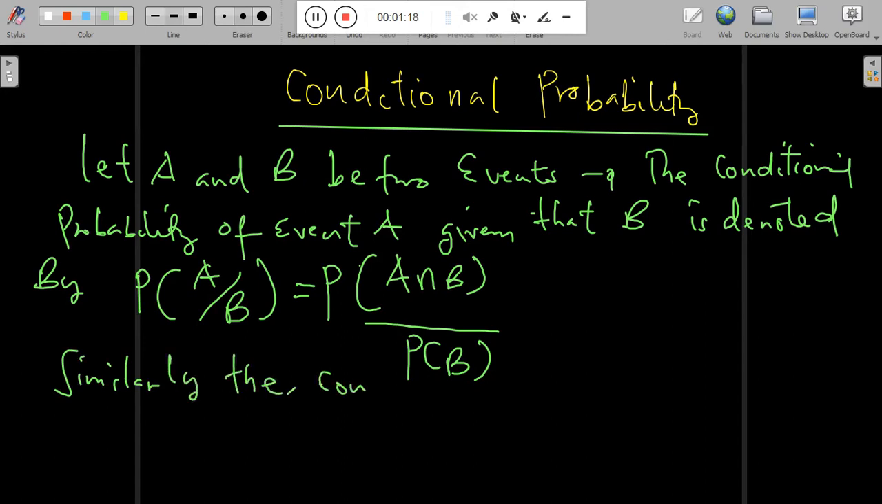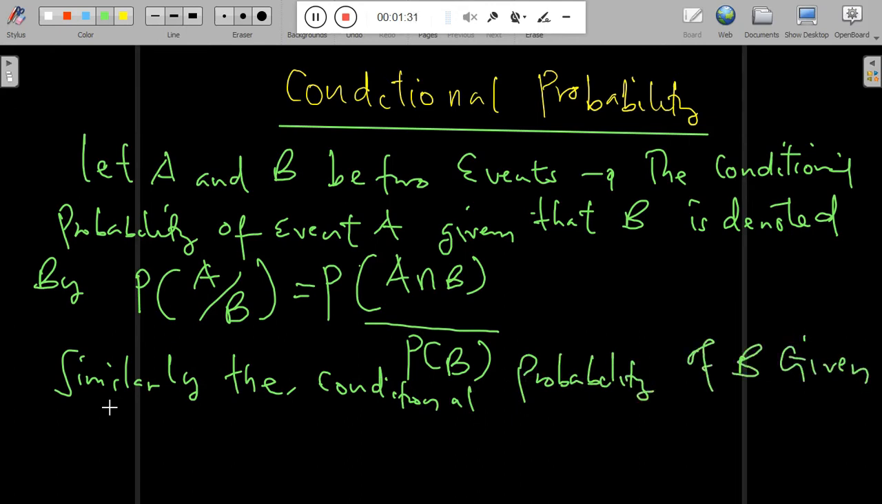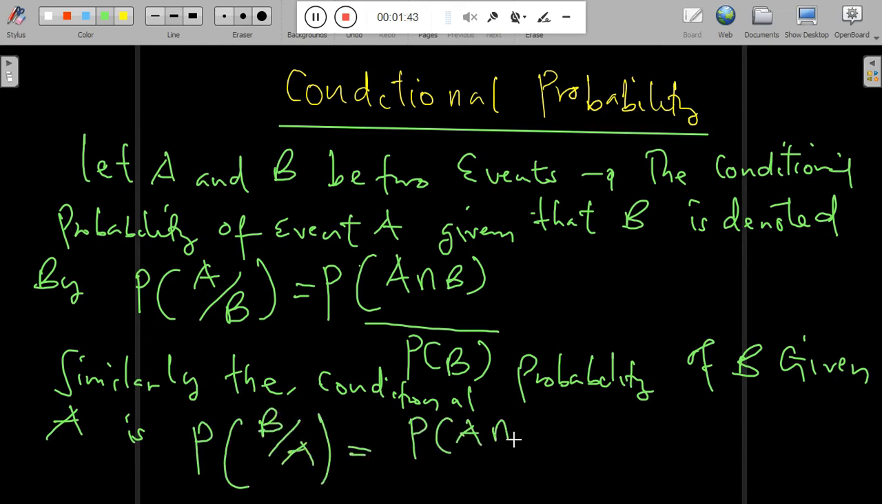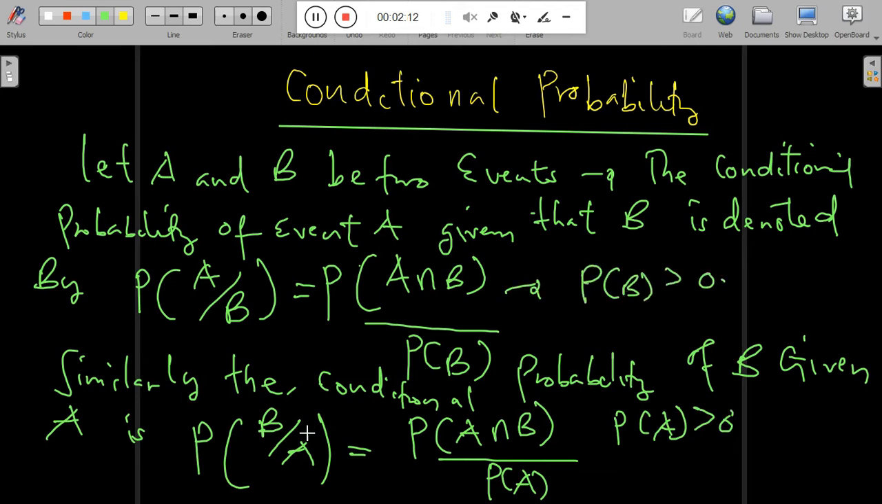Similarly, the conditional probability of B given that A has occurred is defined as P(B|A), which is equal to P(A ∩ B) over P(A), provided that P(A) is greater than 0, and whereby in the illustration above, P(B) is greater than 0.